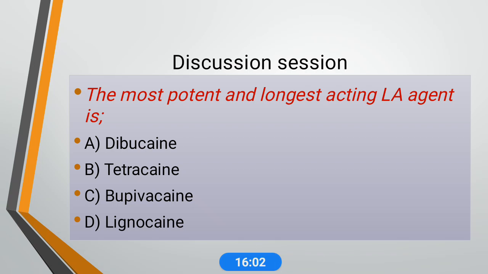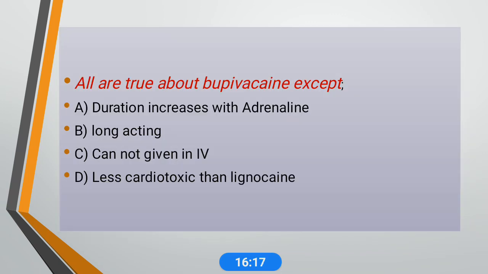Next we come to the discussion session. What is the most potent and longest acting local anesthetic? We discussed all categories of local anesthetics, their duration of action and everything, so find out which one is the most potent and longest acting local anesthetic agent. All are true about bupivacaine except: duration increases with adrenaline, long acting, cannot be given IV, less cardiotoxic compared to lignocaine. Which one? We can find out the answer.